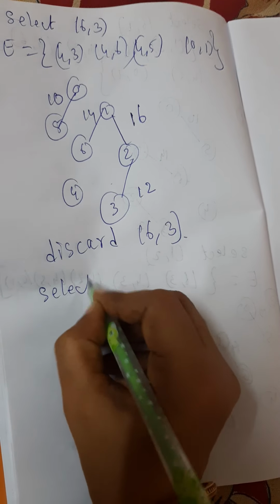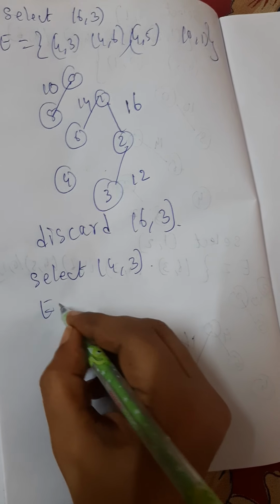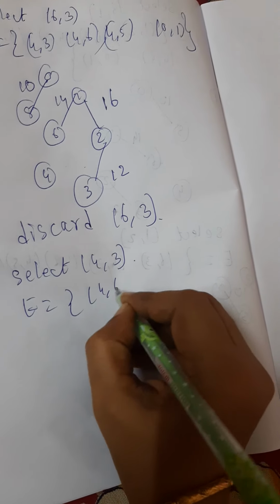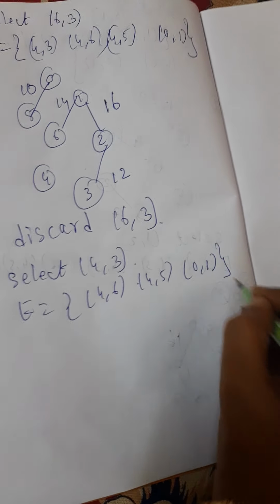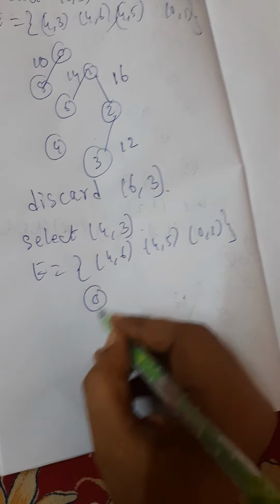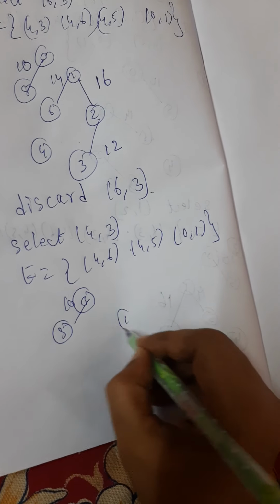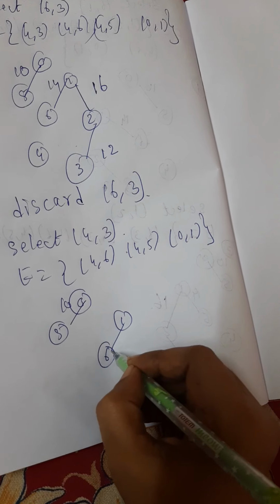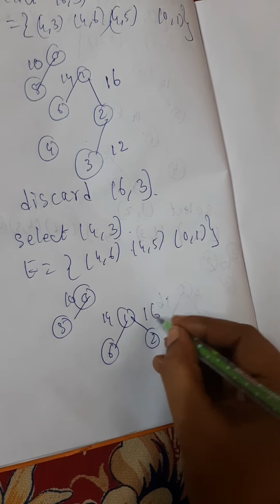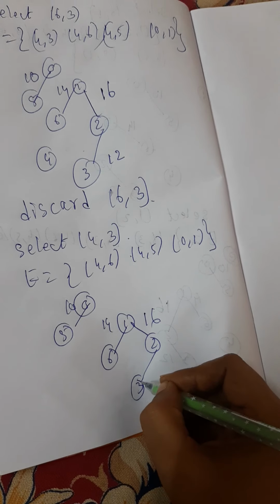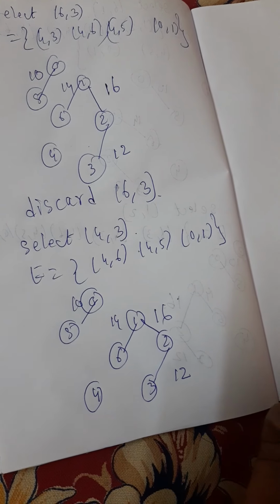What is the next one you have? Select 4 3. Now I will remove 4 3. What I'll get? 4 6, 4 5 and 0 1. Now the tree: 0 5, this is 10, 1 6, this is 14, 2, this is 16, 3, this is 12 and this is 4.